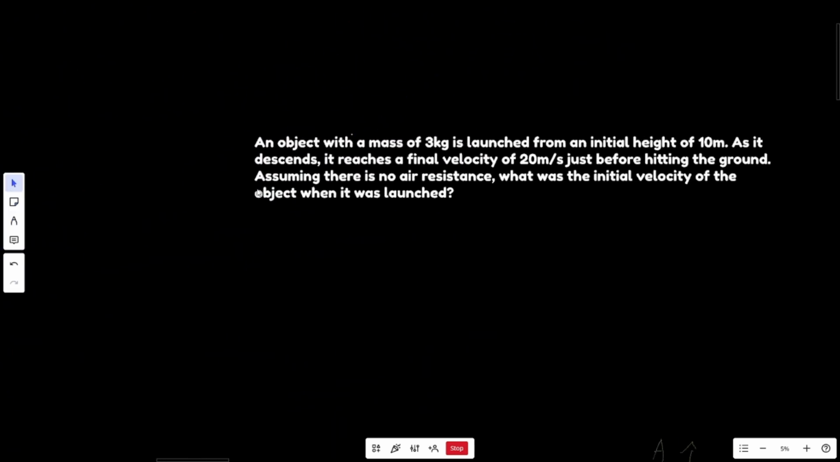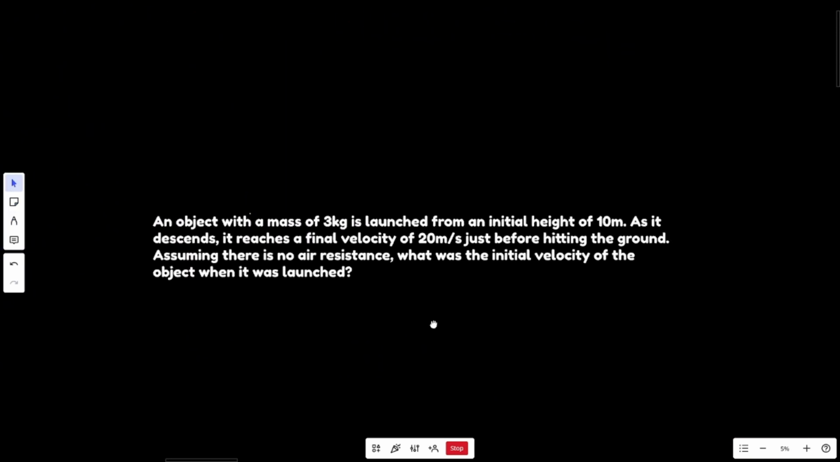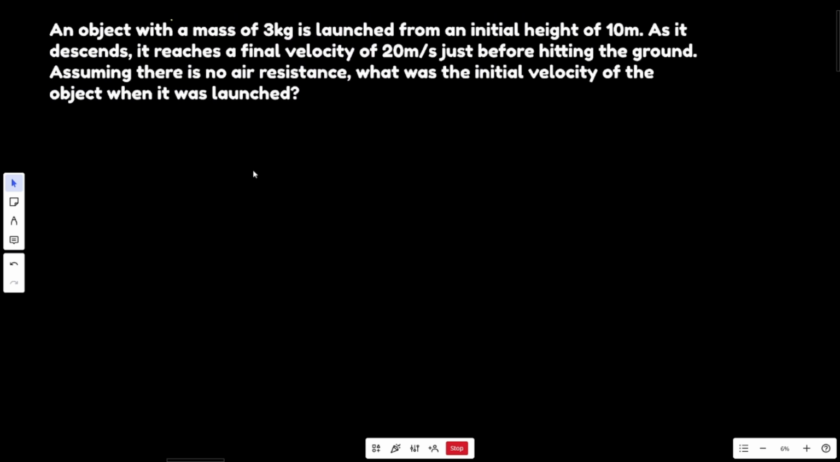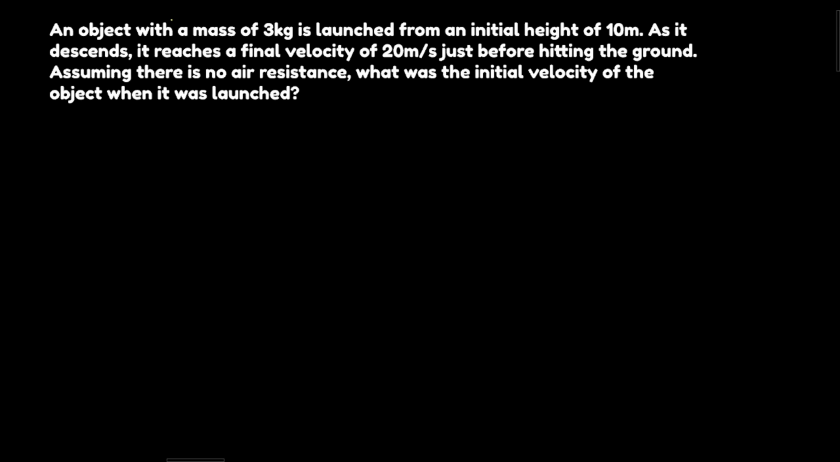So now let's go to the second question. Oh, that's from another video. An object with a mass of 3 kilograms is launched from an initial height of 10 meters. As it descends, it reaches a final velocity of 20 meters per second just before hitting the ground. Assuming there is no air resistance, what was the initial velocity of the object when it was launched?